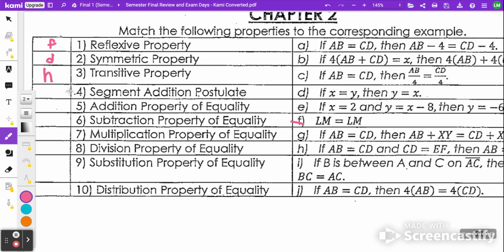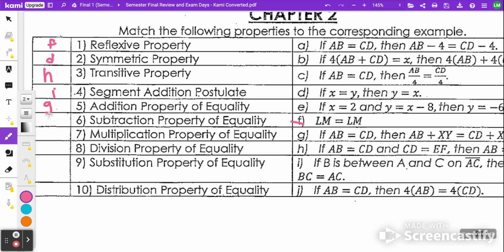Number 4, the segment addition postulate is going to be letter I. The addition property of equality, that just means you're adding the same number to both sides. That is going to be letter G.